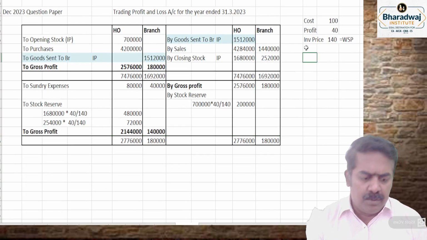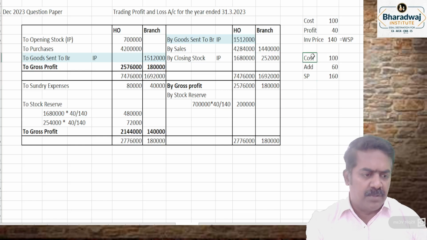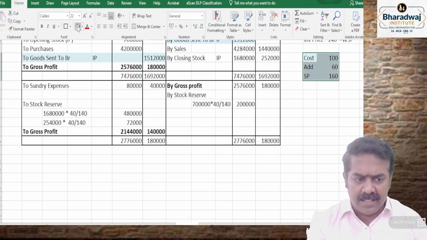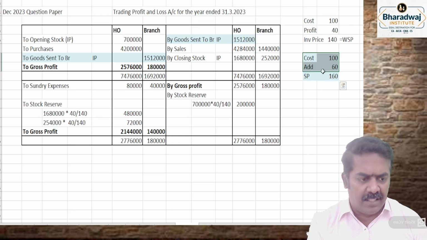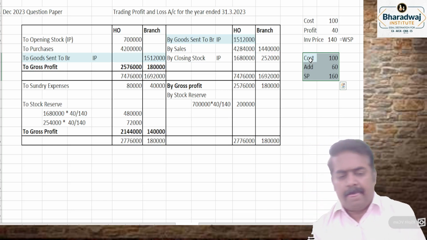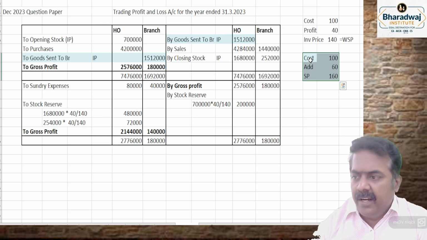Sir, where are we going to use this cost 100, add 60, selling price 160, etc.? We have not used this in this question, because nothing is given based on selling price. That's all. Trading P&L account for the year ending 31st March 2023.